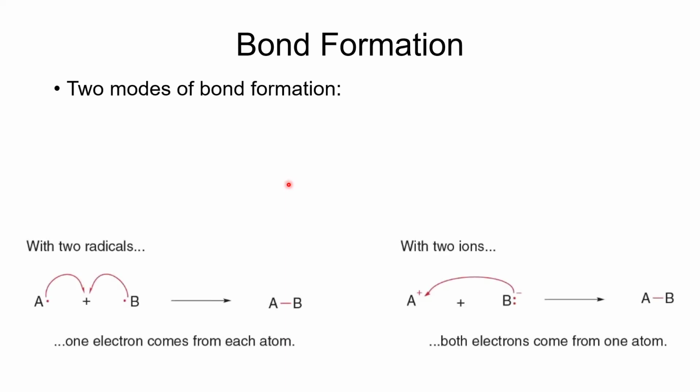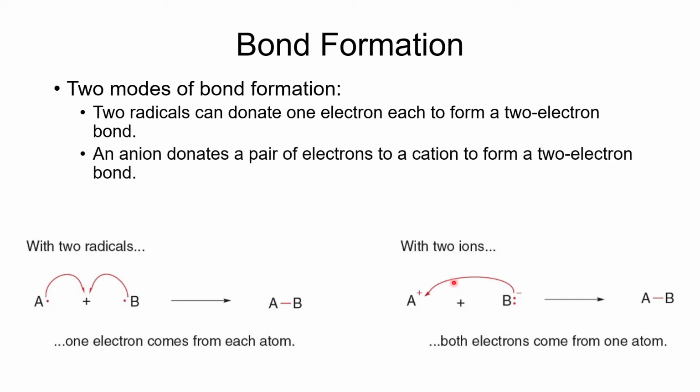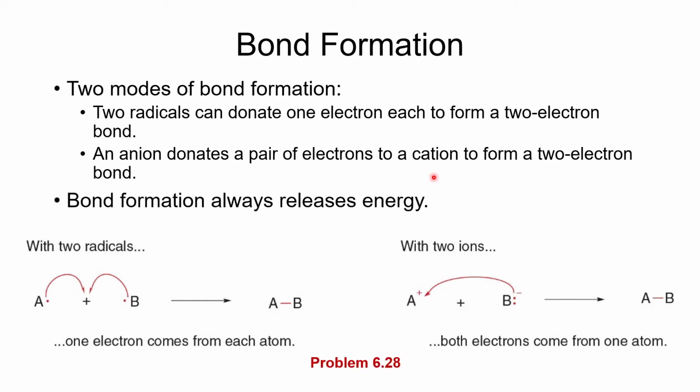All right, so we want to look at bond formation. There are 2 modes of bond formation. If we have radicals come together, they can donate 1 electron each. So you just draw a half-headed arrow to some position in the middle, another half-headed arrow to that same position in the middle, and that indicates that we're forming a bond in between them. If we have an anion and a cation, we can donate the electrons from the anion to the cation, and in doing that, we will form a bond in between. We'll find that bond formation is always going to release energy.